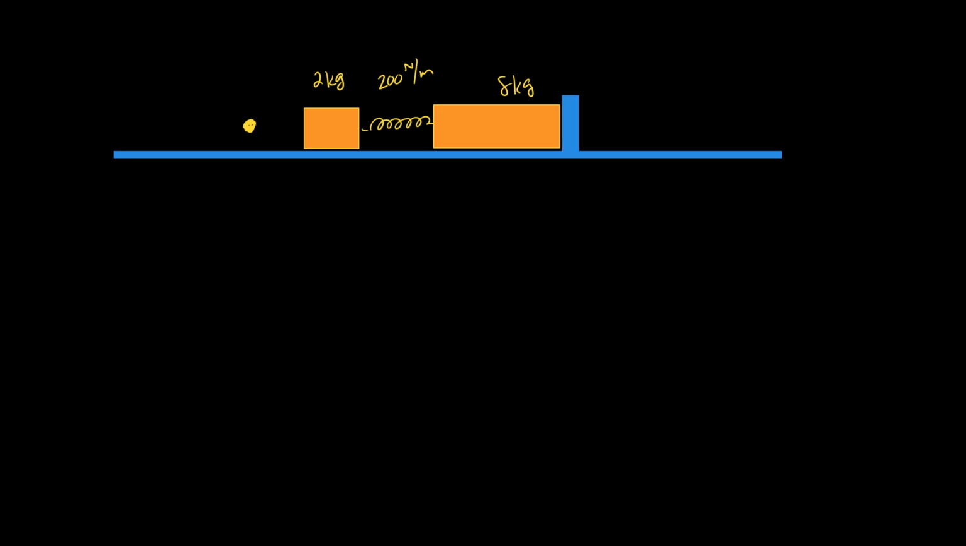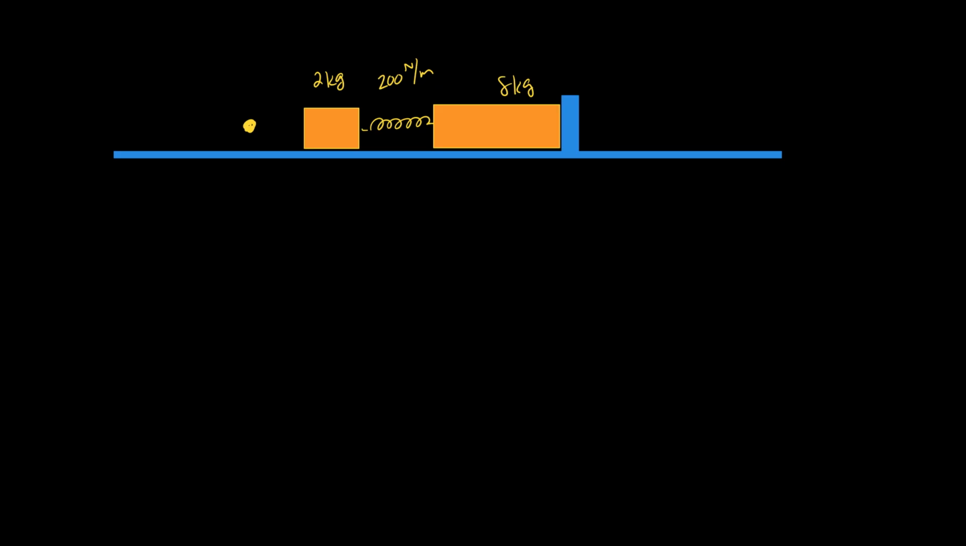Backpedal a little bit. The stopper's in place. The clay hits the 2 kilogram block. The 2 kilogram block and clay compress the spring 0.4 meters. Is that what I'm reading? All right. So there's two parts to this problem. So let's work the problem.